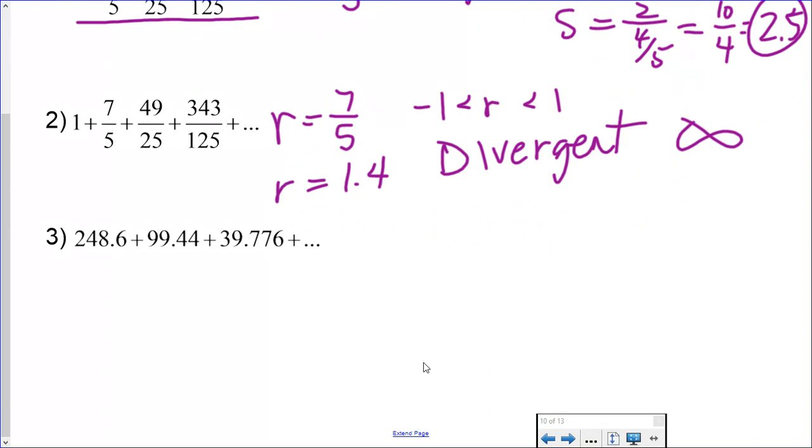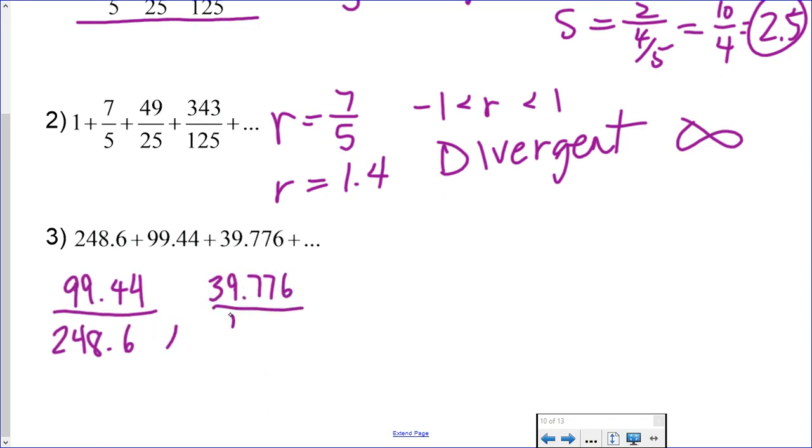Now, the last one, decimals. How do we figure that one out again? Is it convergent or is it going to be divergent? Well, first, is it a geometric series? So again, 99.4 divided by 248.6. And then that should be the same thing as 39.776 divided by 99.4. This is going to help you figure out what your common ratio is. So use your calculator to do that, and that ends up being, yeah, they actually are the same. They're 0.4. So because it is geometric and our r value is in between -1 and 1, it is convergent.